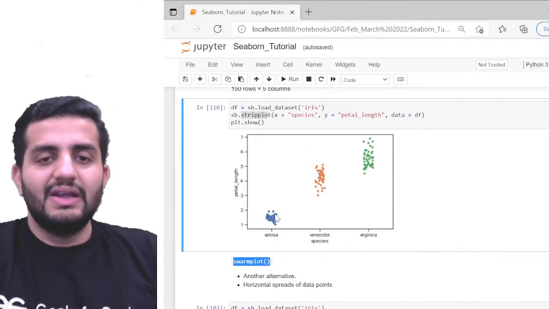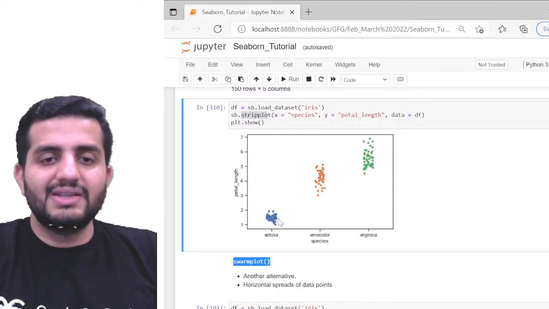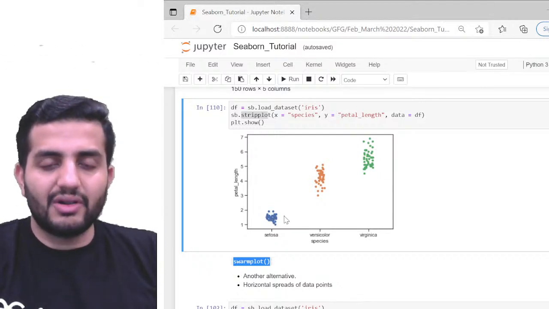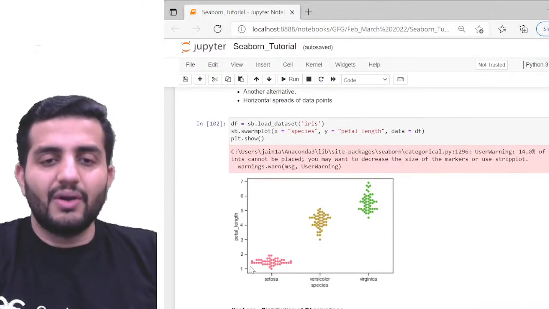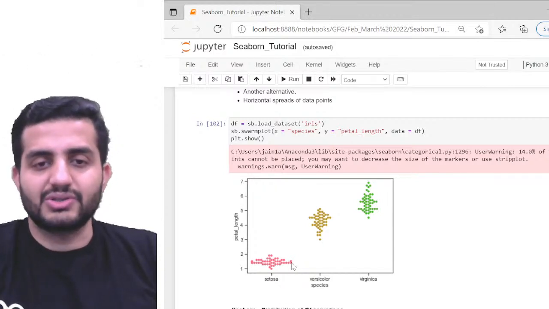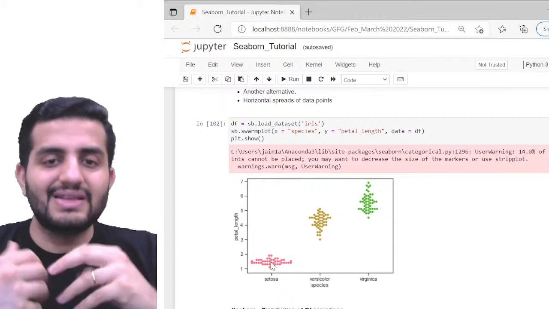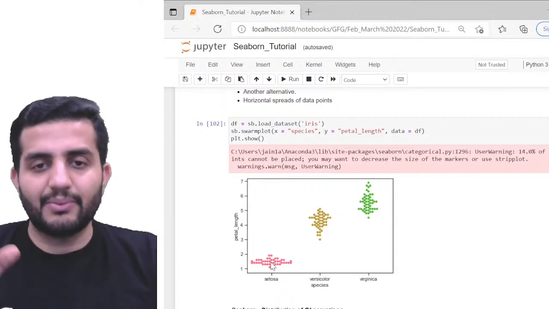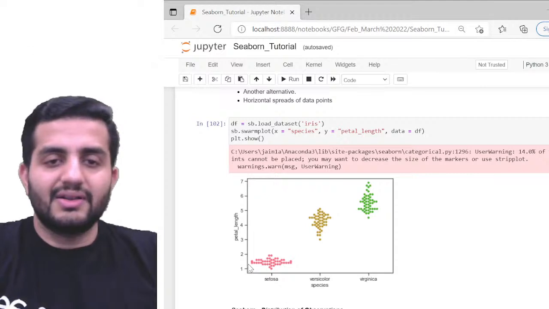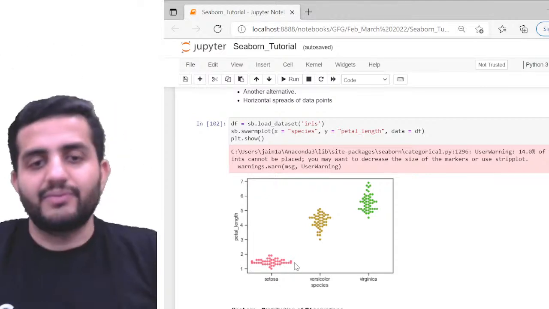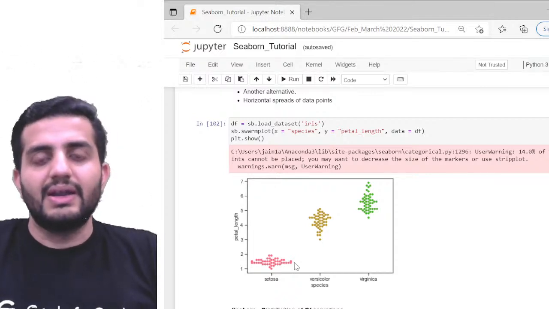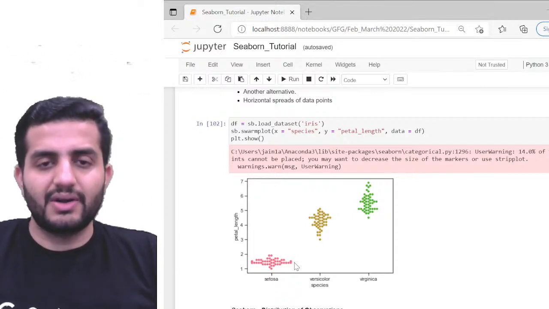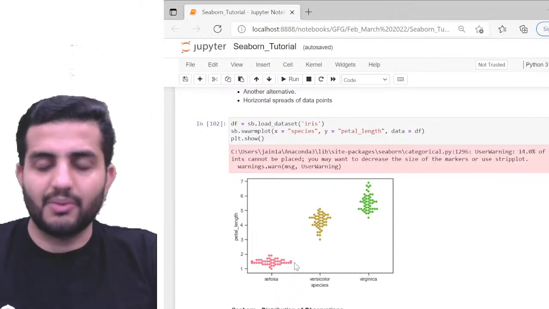Only one difference here. Instead of having all the dot points overlapped, here in the swarm plot, we get all the points plotted separately. So we can literally count the number of dots also, right? And whenever there is a larger spread, whenever the number of data points is more, the horizontal breadth will be more. So that's the difference between a swarm plot and a strip plot.